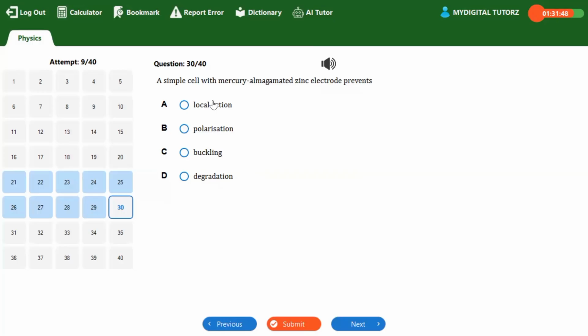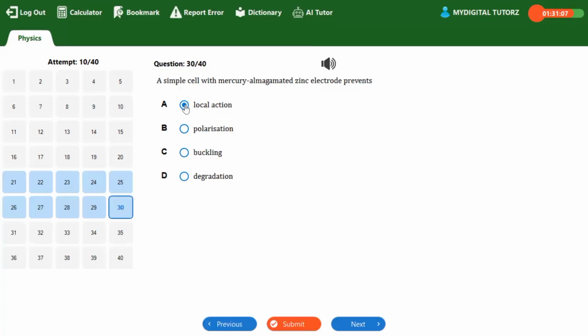The question says, a simple cell with mercury amalgamated zinc electrode prevents A, local action, B, polarization, C, degradation, D, buckling. The correct answer here is what? Local action. Local action occurs as a result of an impure zinc plate. This causes the plate to dissolve even when the cell is not actually dissipating energy. This can be prevented by rubbing the plate with some mercury amalgam, and this process is known as amalgamation.